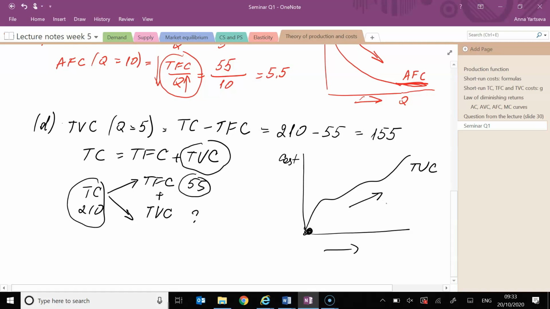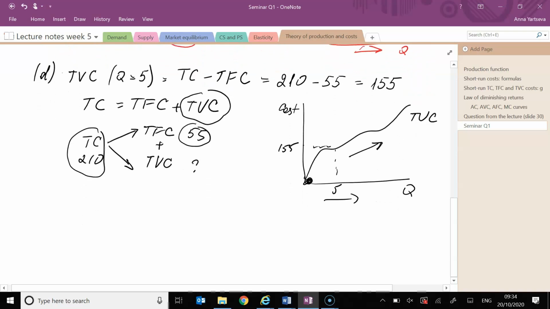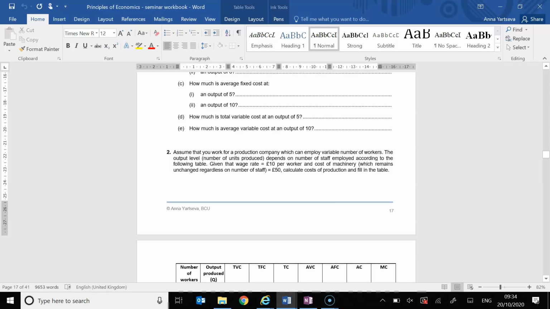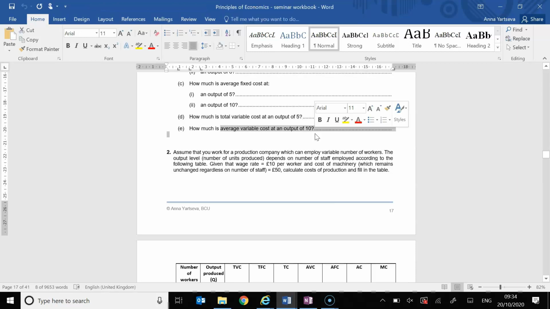But generally, it's always upward sloping. The more you produce, the higher the quantity, the higher total variable cost will be. And in our particular case, for level of output equal to 5, your total variable cost is going to be 155. Okay, next question asks you how much is average variable cost when output is 10.